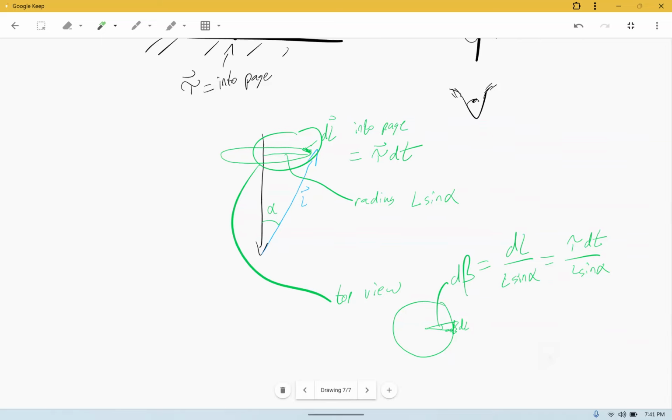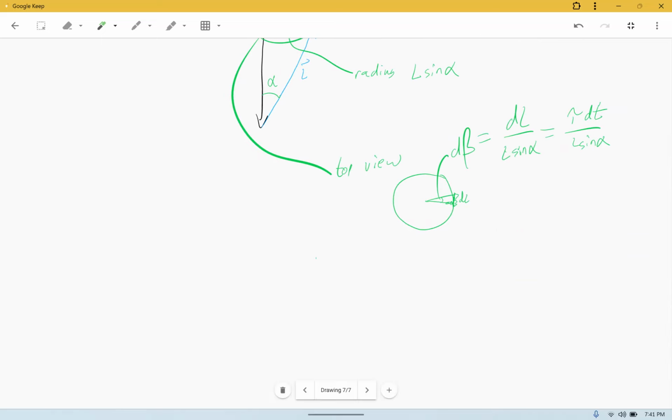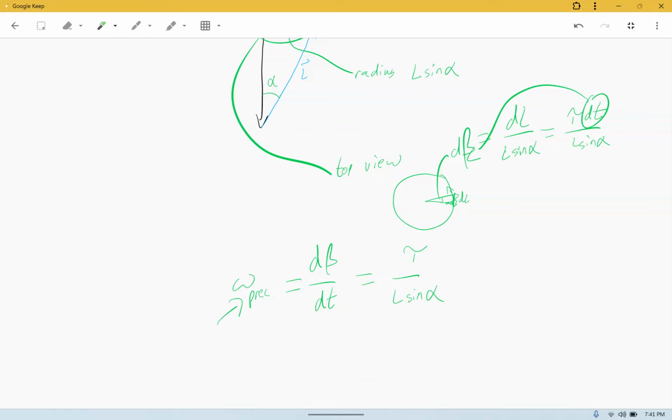Cool. And what that means is that d beta dt, which is the rate that this thing goes around the circle, is actually going to be the precession frequency. So I'm just going to pull this dt over to the other side of the equation, and it's going to be equal to tau over L sine alpha. So what's interesting is it looks like the precession frequency, so the time it takes to go around the circle, is dependent upon how much torque is involved, how much angular momentum you have in the first place, and how much you're off angle from the force.